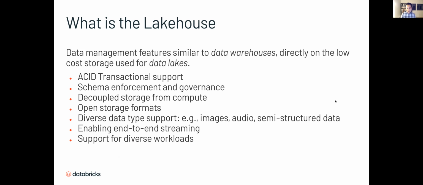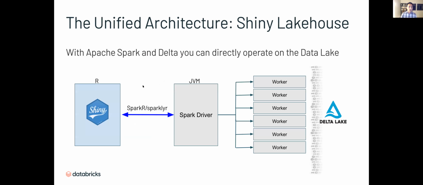So now companies are having trouble using the data that they were putting into their data lakes. So the project Delta Lake, along with Apache Spark, together can offer all the nice things that you like about your data warehouse on the data that you've already stored in your data lake. So that's basically the power of this new architecture. And I'm going to be specifically showing an example of it from the perspective of an R user. So what does this shiny lakehouse look like?